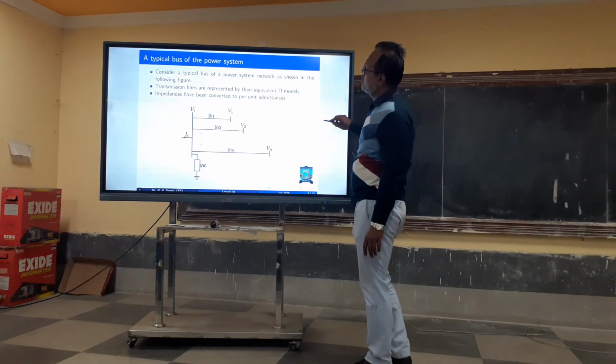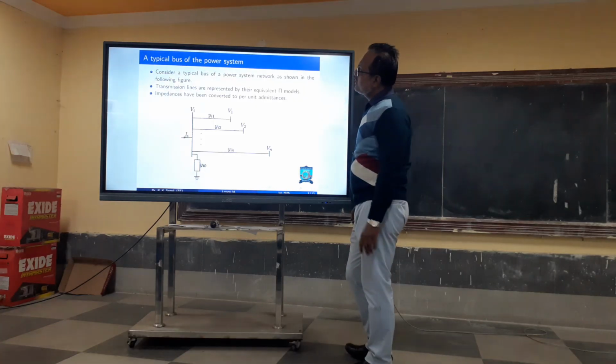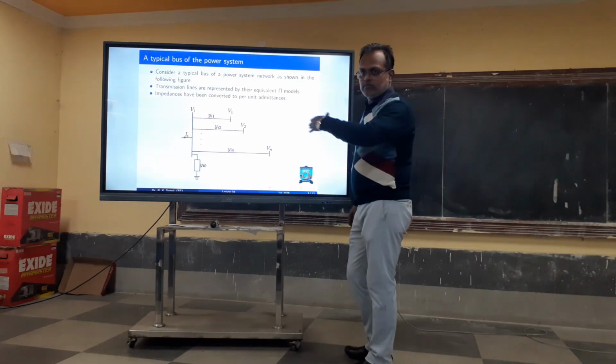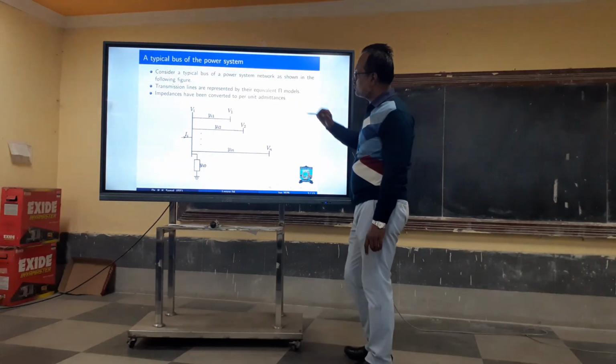Next one. A typical bus of the power system. This is taken from the Hadi Saadat book. Draw this. Consider a typical bus of a power system network as shown in the figure.